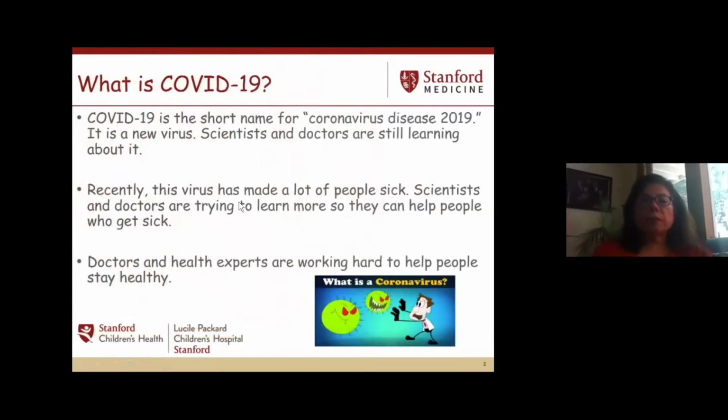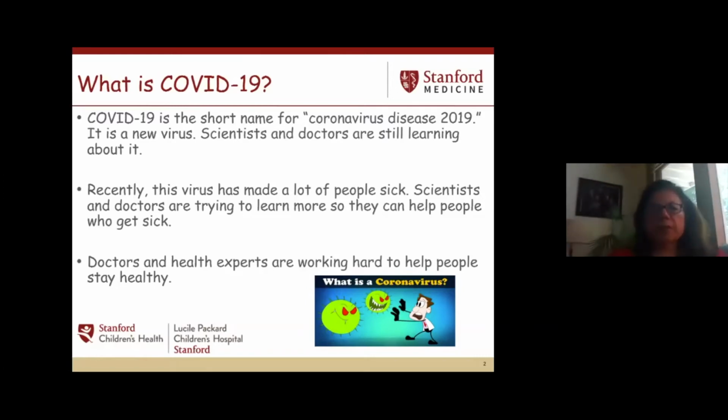So this virus has made about 10 million people in the world sick so far. Does anybody know how many people there are in the world right now, more or less? 7.2 billion. Yeah. So 10 million is not everybody, but it's still a lot of people. And we're working very hard to try to understand why this virus sticks there, what it does once it sticks there, and also what we can do to keep it from either sticking to that receptor or from making people sick, or both.